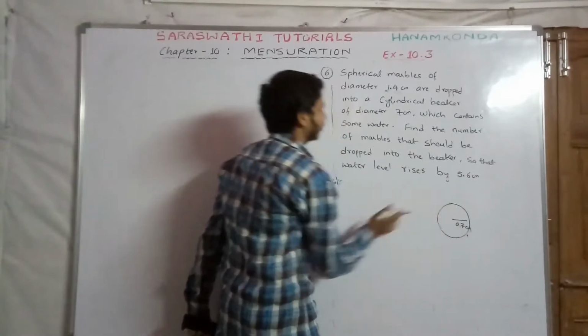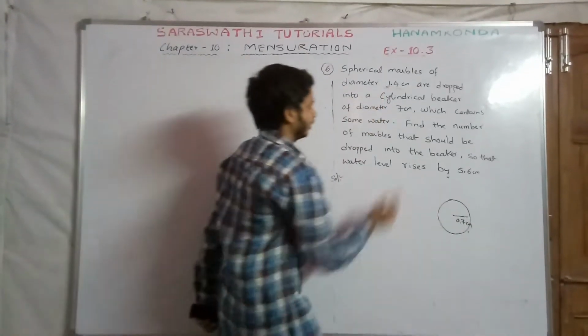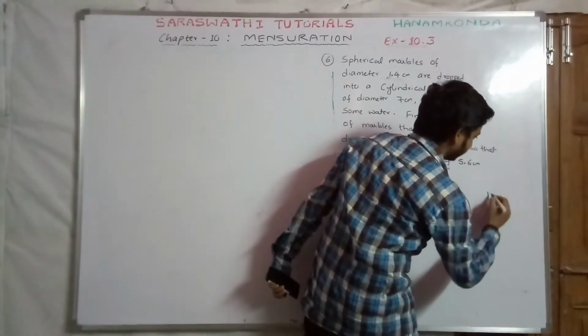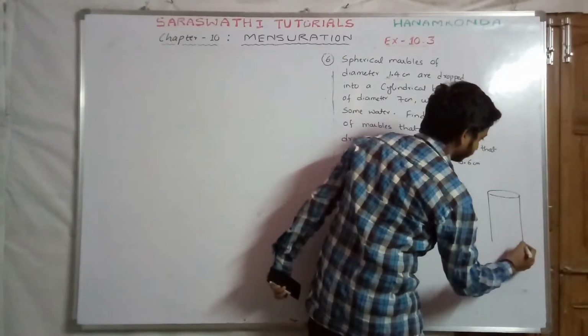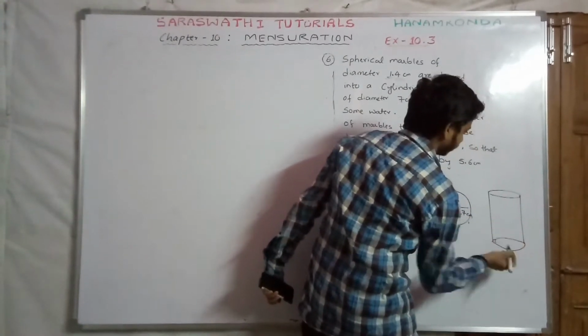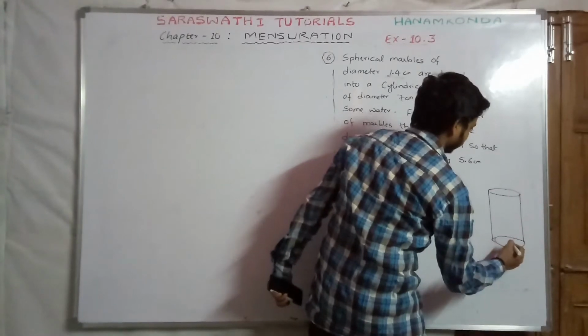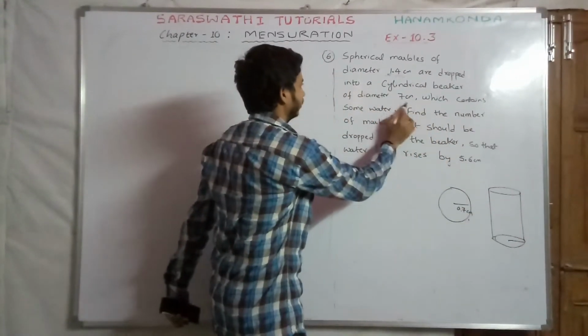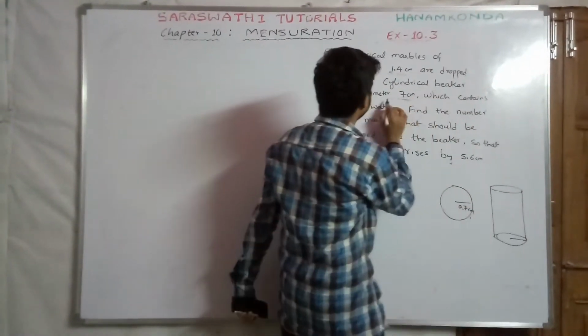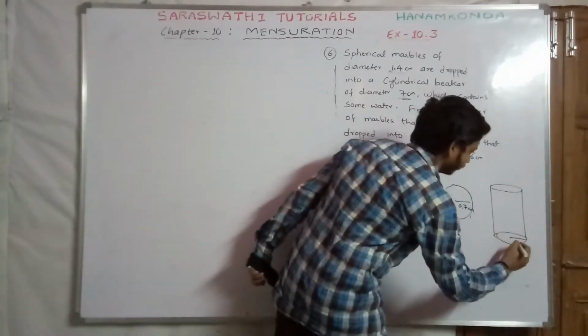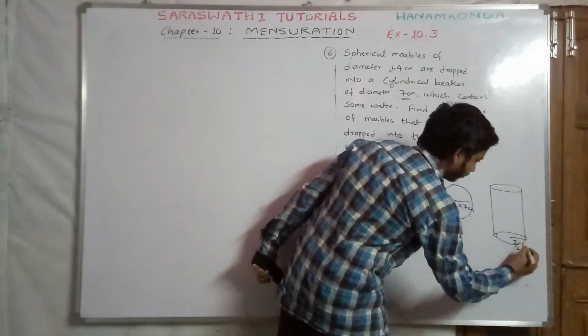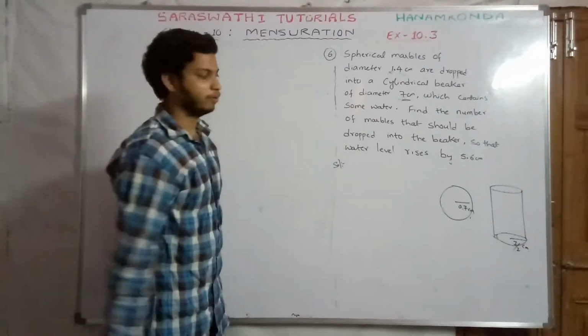These spherical marbles are dropped into a cylindrical beaker. Here it is given in the question that the beaker is in the shape of a cylinder. The diameter of the cylinder is given as 7 centimeters. Then the radius is half of the diameter, so the radius is equal to 7 by 2 centimeters.